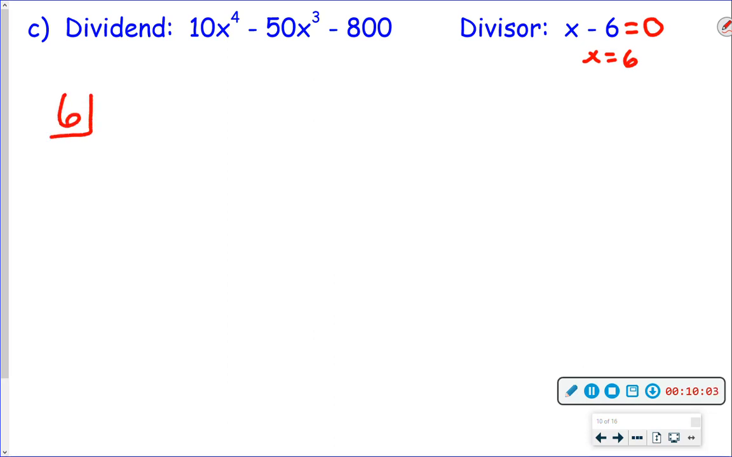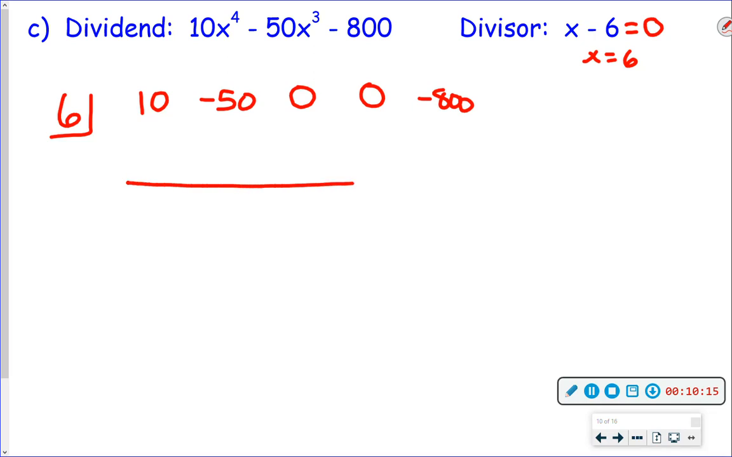Now, we are missing some terms here. We go from 10x to the 4th, negative 50x cubed. There's no x squared. There's no x term, negative 800. We do have to put the zeros in, so we keep our like terms together here. Okay, first term, of course, always just drops through. We're going to multiply by our divisor, 6 times 10. Of course, we're going to add these together.